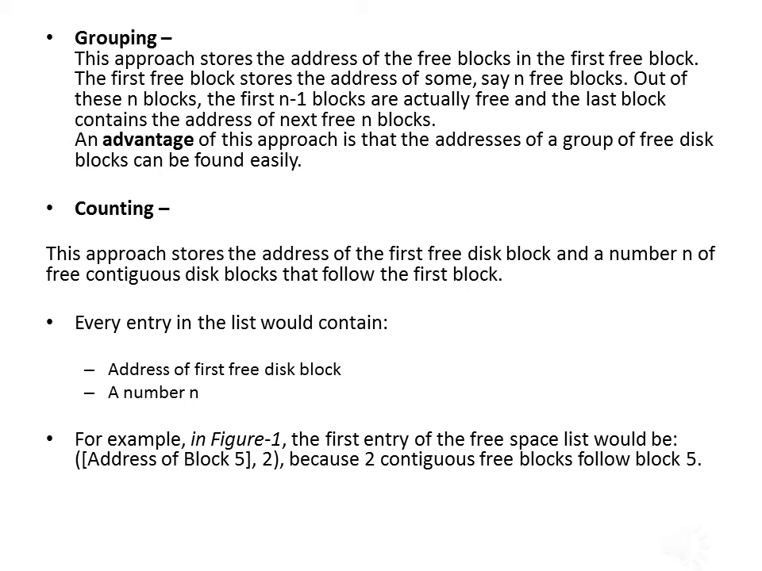And in the counting approach, it stores the address of the first free disk block and a number n of free contiguous disk blocks that follow the first block. Every entry in the list would contain the address of the first free disk block and a number n. For example, considering figure 1, the first entry of the free space list would be address of block 5, 2, because two contiguous free blocks follow block 5.